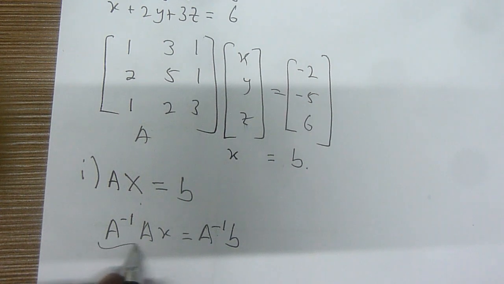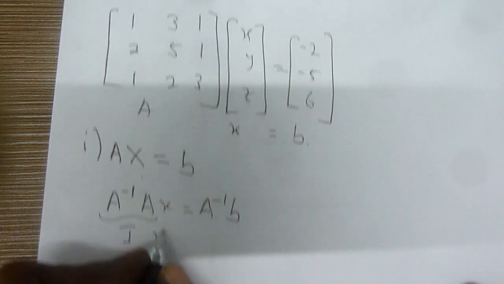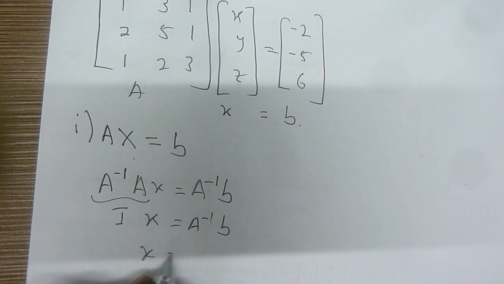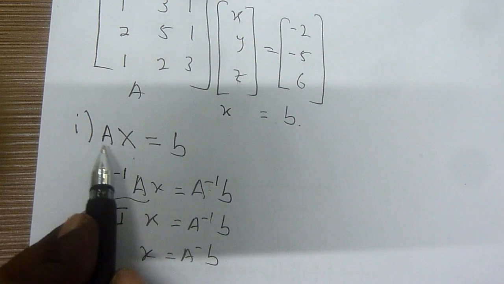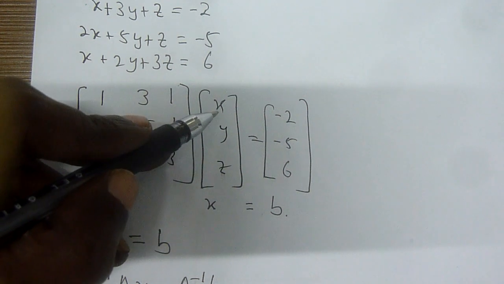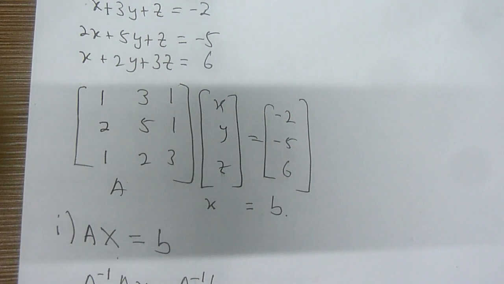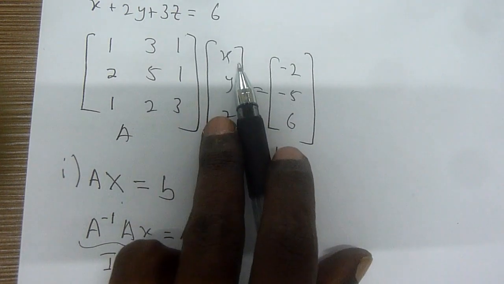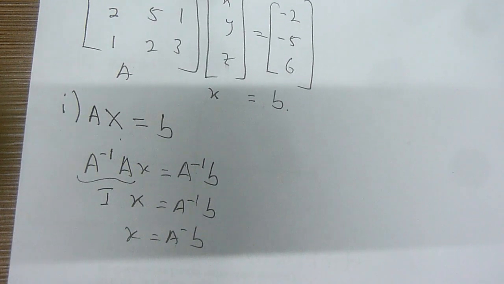A inverse times A is the identity, and the identity times x gives back x. So x equals A inverse times b. This is how to solve. That means in order to solve Ax = b and identify the solution for x, y, z, you need to get the inverse of A times b, and you will get the answer for x, y, z. This is what we call the inverse method.